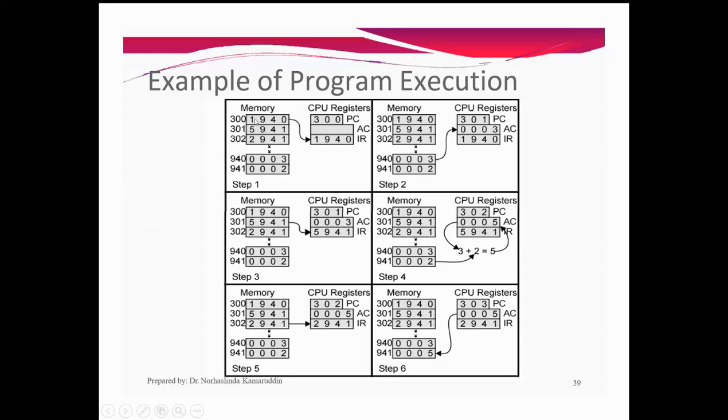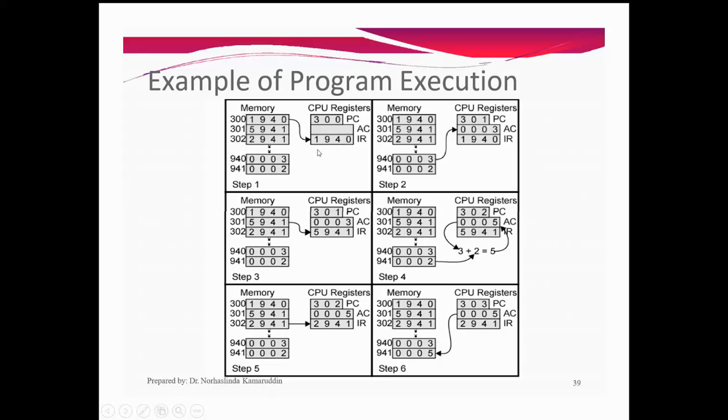So apa yang berlaku ialah bila dia pergi kat address 300, dia nampak ada 1940. So 1940 ni, this kind of instruction ni, dia akan masuk ke dalam instruction register. Everything mesti start dengan instruction. Dia tak boleh data. Kalau tidak, dia nak buat apa dengan data tu kan? So dia start dengan instruction.